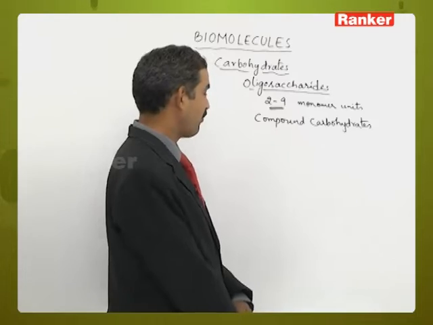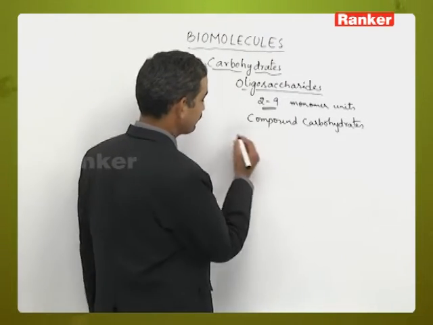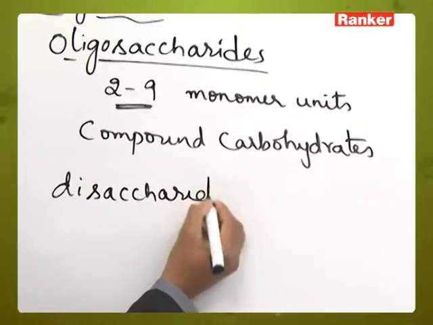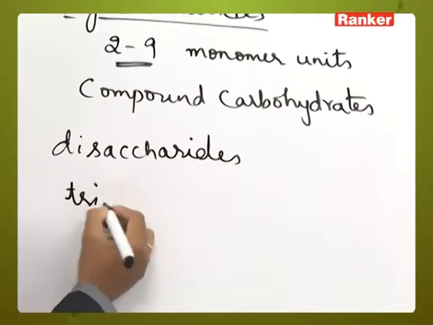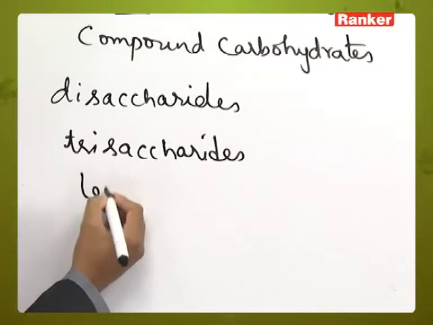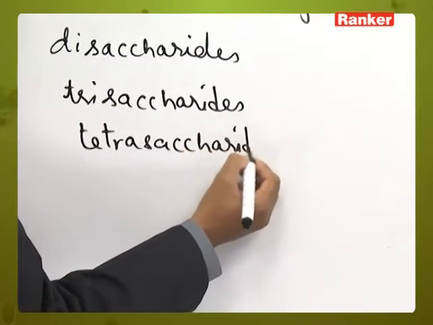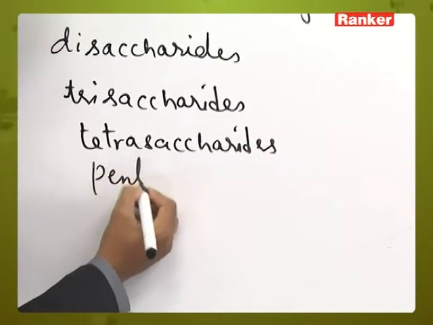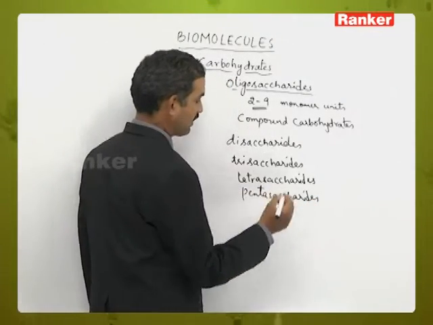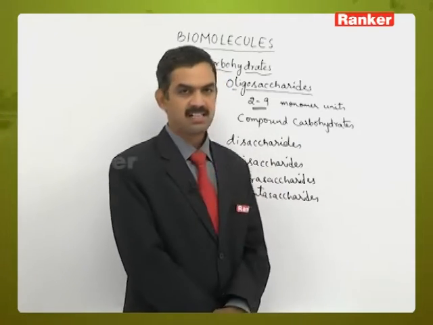Based on the number of monomer units, these are categorized into various types like disaccharides, trisaccharides, tetrasaccharides, pentasaccharides, etc. Let's start with the first one, the disaccharide molecules.